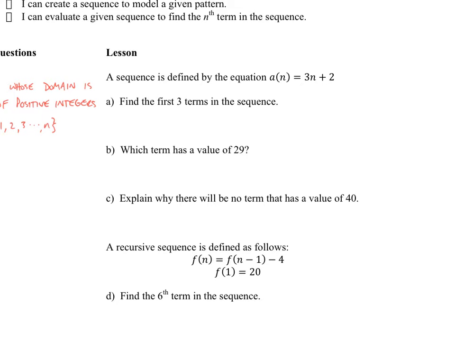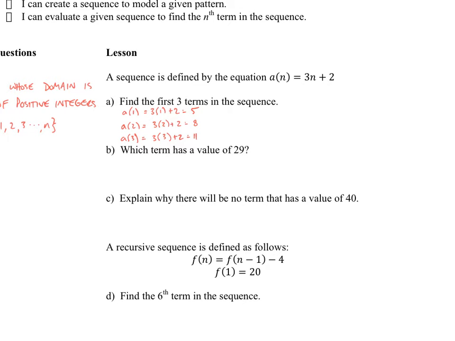So A says find the first 3 terms in the sequence. That means we have to find a of 1, we have to find a of 2, and we've got to find a of 3. Pretty simple stuff, right? So to find a of 1, I'm just going to plug in a 1 for n. Same thing to find a of 2 and a of 3.